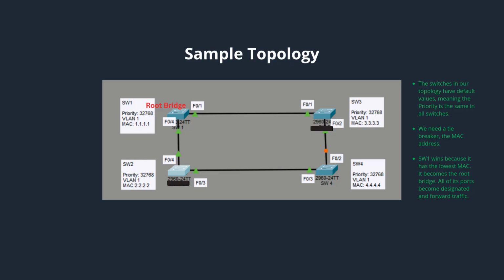Notice what happens to SW1's ports. They all become designated ports marked as DP in red. This is a fundamental STP rule. All ports on the root bridge are designated ports and forward traffic. They never block. The root bridge is the reference point for the entire spanning tree. Every other decision in the topology is made relative to this root. Now that we have our root bridge, all non-root switches need to determine their root ports.